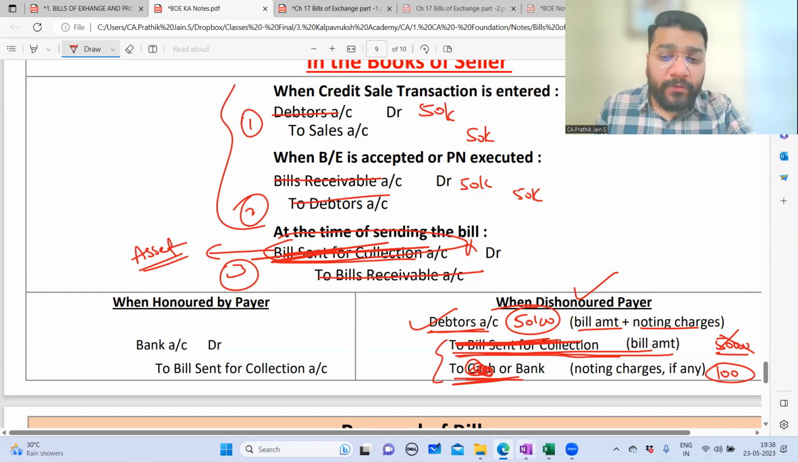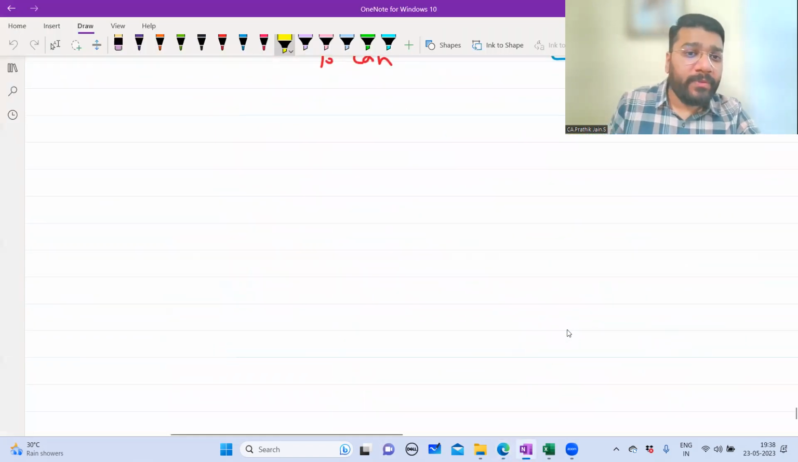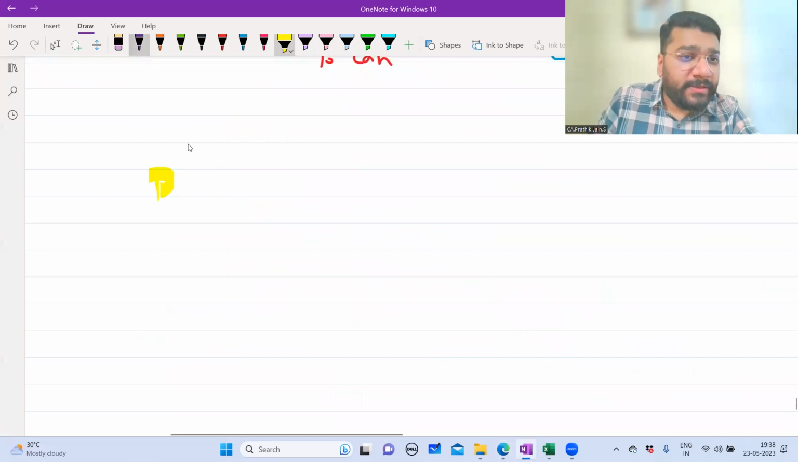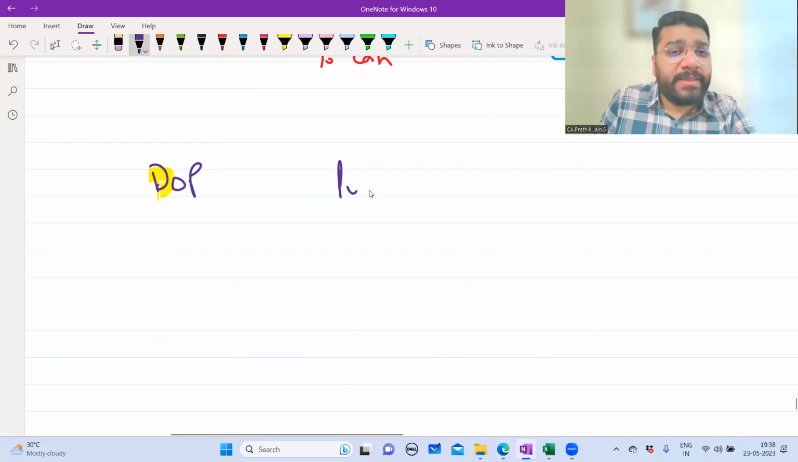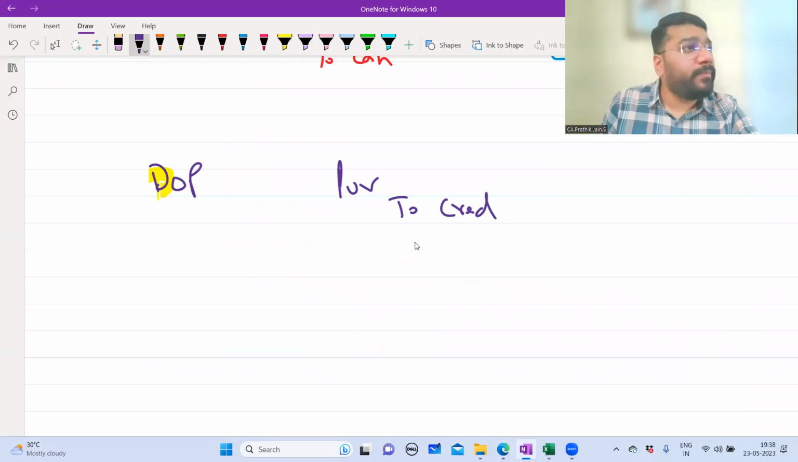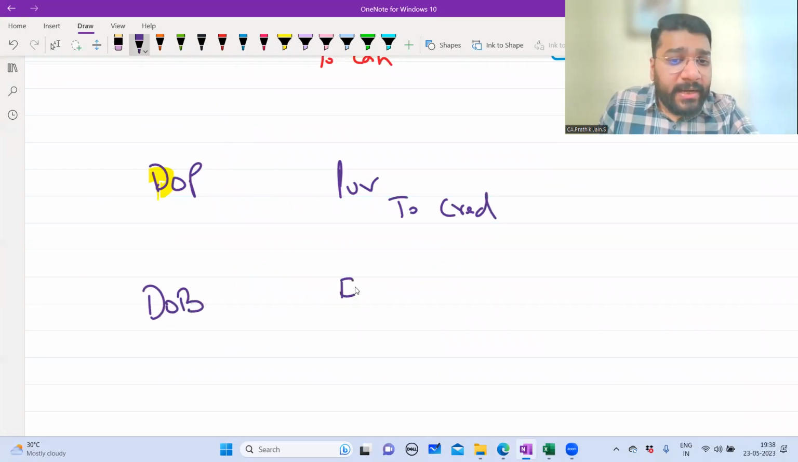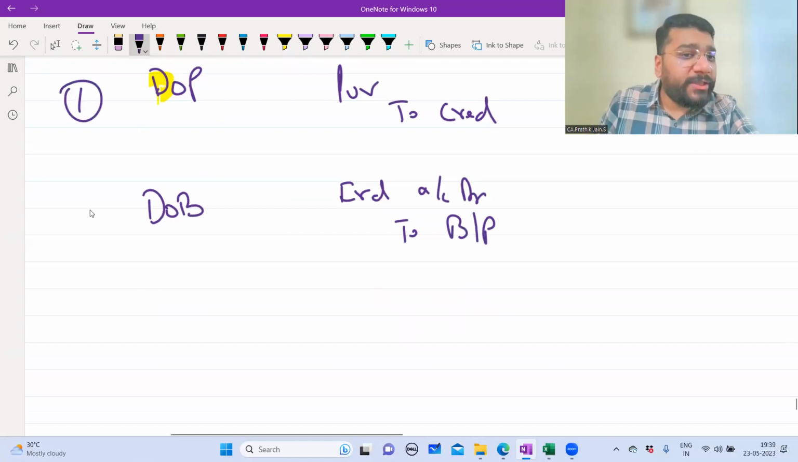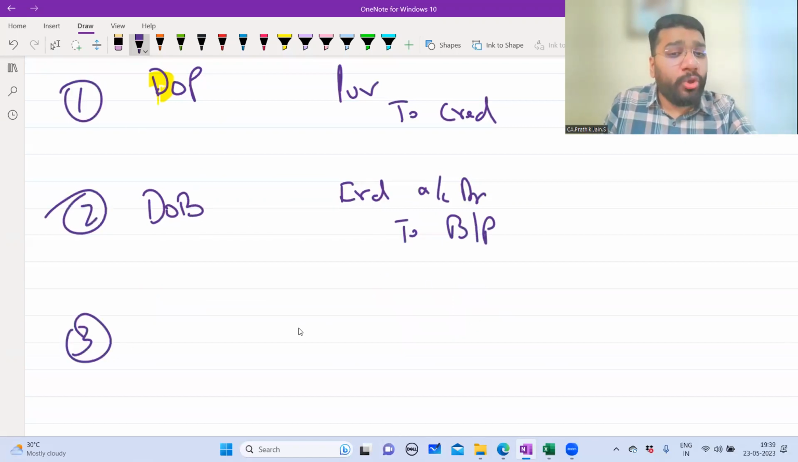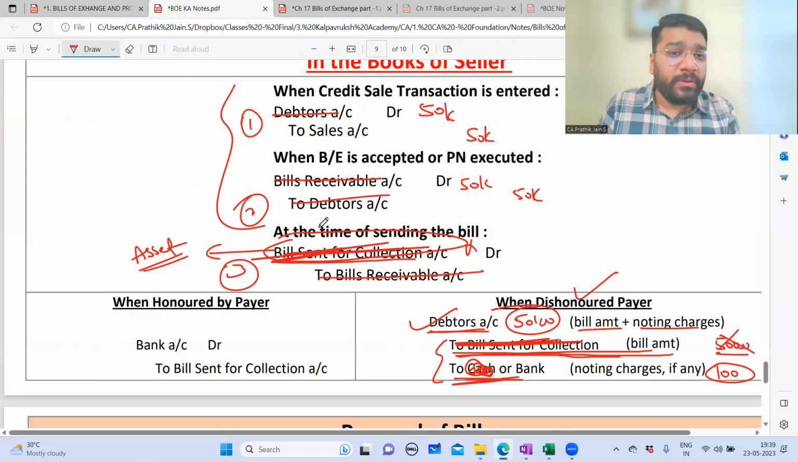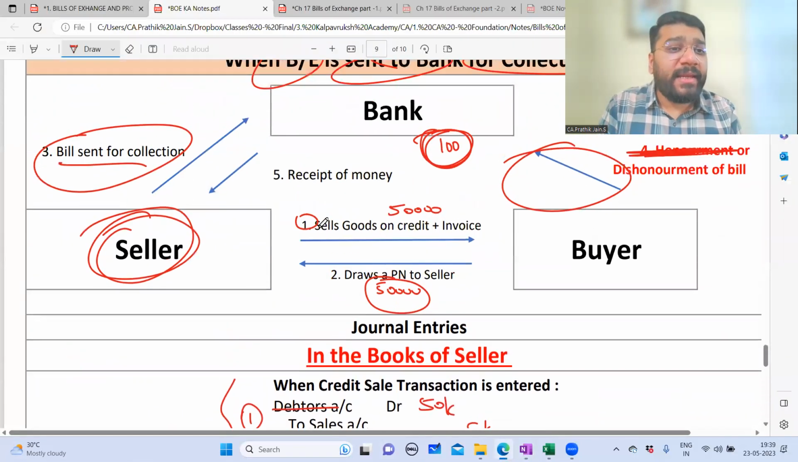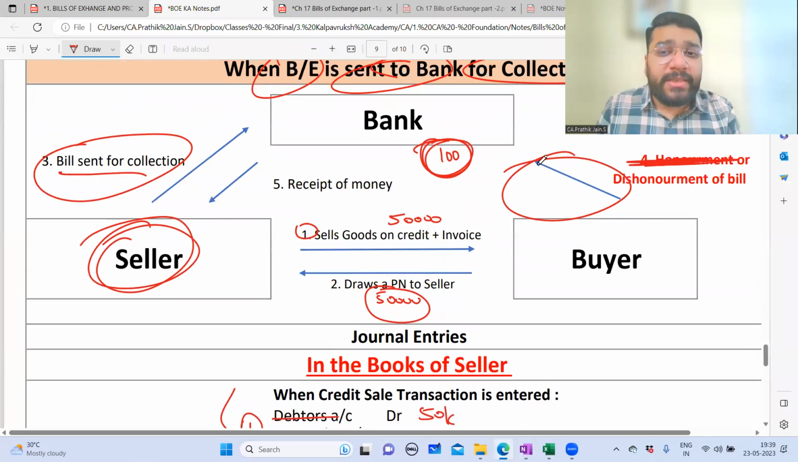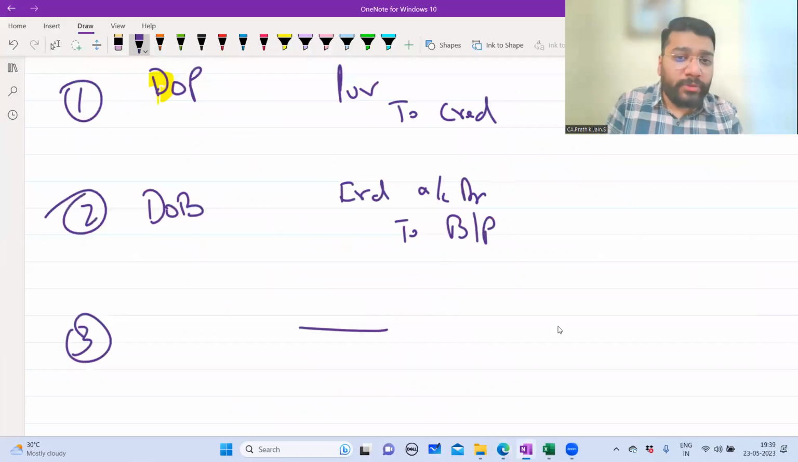Okay. Now in the books of buyer, what will be the entry? On the date of purchase, it is purchase account debit to creditor. On the date of bill being accepted, this creditor account debit to bills payable. This is the first transaction. This is the second transaction. Third transaction, no entry because third transaction is happening between whom? Third transaction is between seller and the bank. Fourth transaction is the dishonourment entry. So that we'll capture it. So fourth transaction, what will happen?